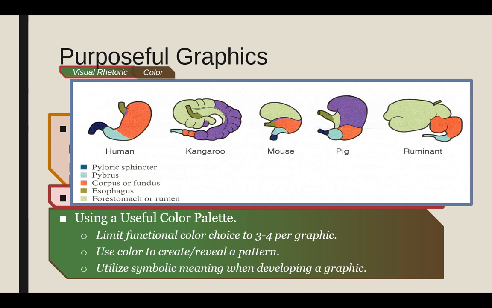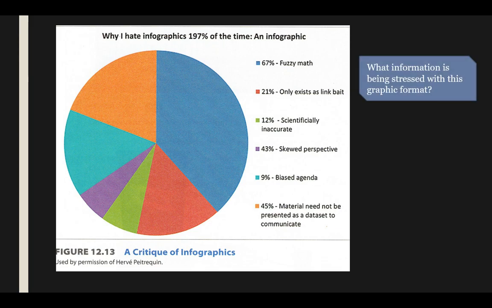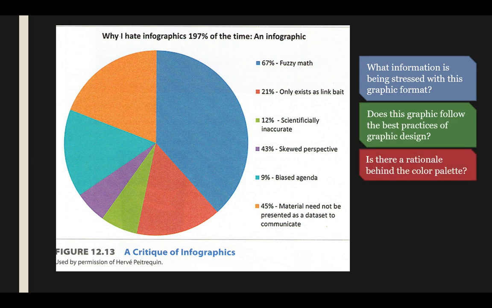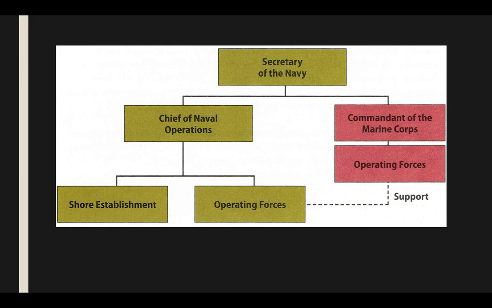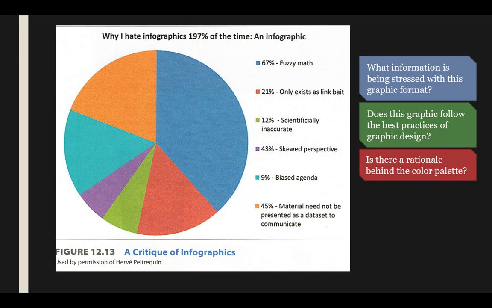Okay, so we have a sense of the color palette, and we're using specific colors to highlight different things and highlight a trend and show a pattern. All right. Because I've gone on for a while, I'm not going to go into this, but I might encourage you to think about what information is being stressed with this graphic format. Does it follow the best practices of design in terms of its genre, but also in terms of color palette? And is there a rationale behind the choices? Okay.